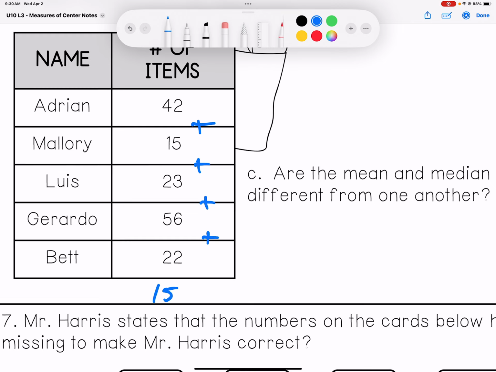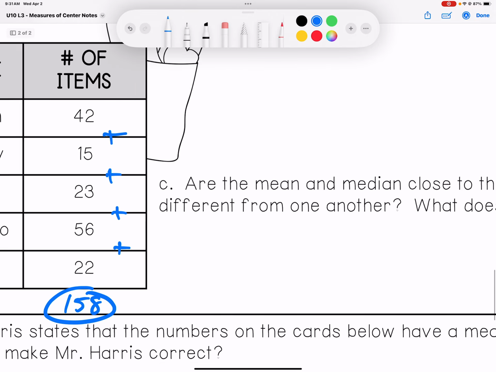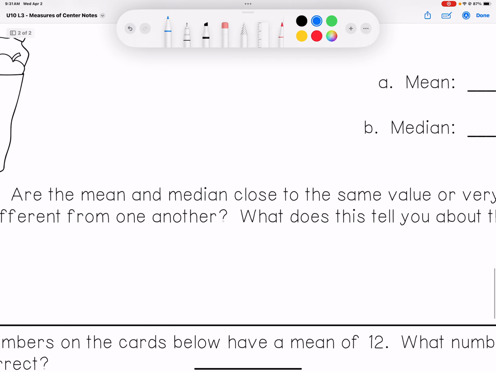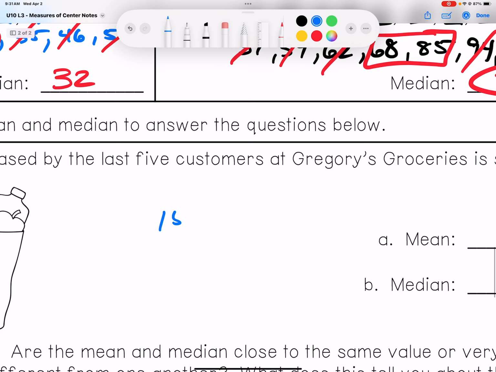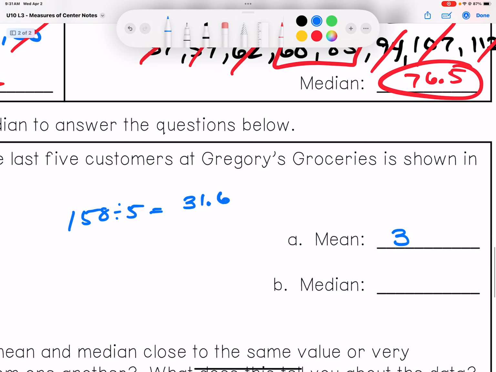158. All right. Now divide that by how many people there are. How many people bought groceries? 5. So it's 158 divided by 5 is going to give you 31.6. That is the mean. That is the average.